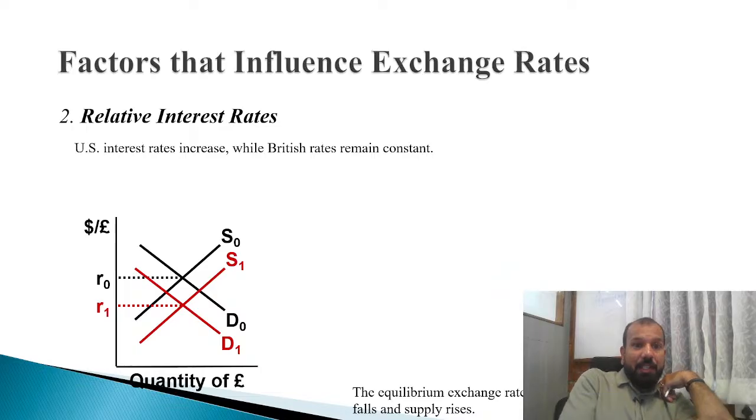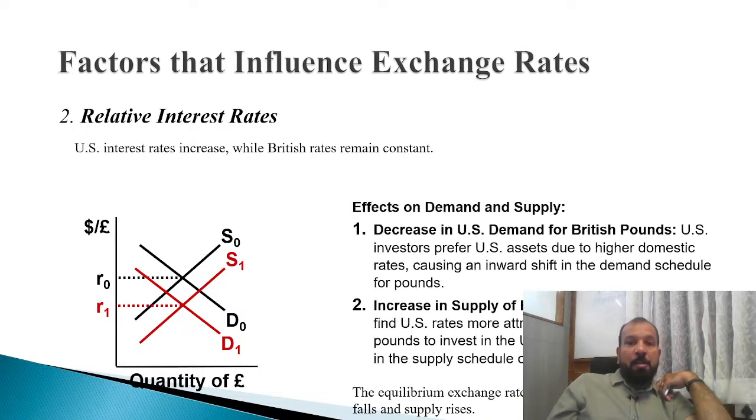The relative interest rate is also a factor. US interest rates increase while British rates remain constant. Suppose that in your own economy interest rates on savings are lower, but in US banks interest rates are higher. If I want to invest 100 rupees, and the interest rate in the US is higher but in India is lower, I will give more preference to US banking because I will get more interest. But whenever I want to invest in a US bank, firstly I have to convert my currency into dollars. Again, there will be more demand for dollars compared to the Indian rupee. So the demand for the British pound decreases. US investors prefer US assets due to the higher domestic rates, causing an inward shift in the demand.